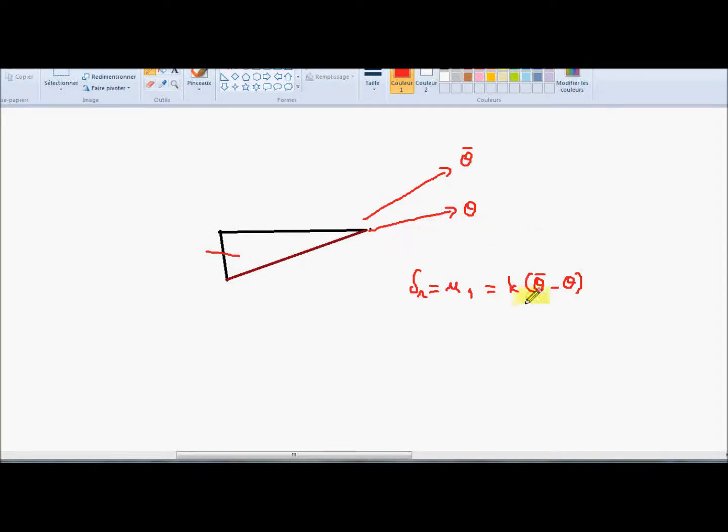So what happens with this formula? If this one is almost equal to 0 and this one is almost equal to 2π, then the controller will consider that theta bar minus theta is almost equal to 2π, and the rudder will not be straight, whereas I do not see any error. So it is a modulo 2π problem.